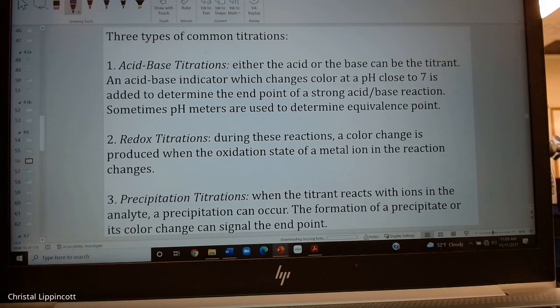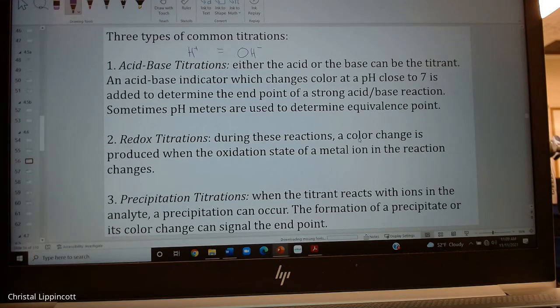In that case, it was a strong acid, strong base. The equivalent point would have been a pH of 7. Okay? So you're trying to equal your hydrogen ions will equal your OH ions when that happens.